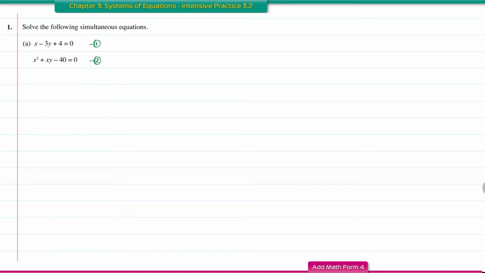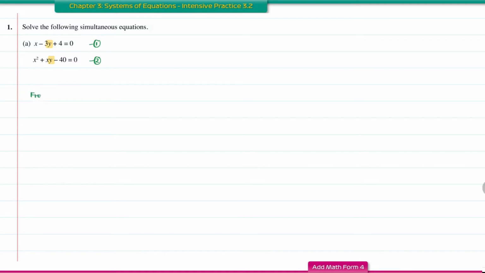I'm going to solve this using the substitution method. And I'm going to choose the y from equation 1 to be the subject of the formula, which later on we're going to substitute into the y in equation number 2. This is easier for me because I only need to substitute once and expand once if I use the y as the subject of the formula.